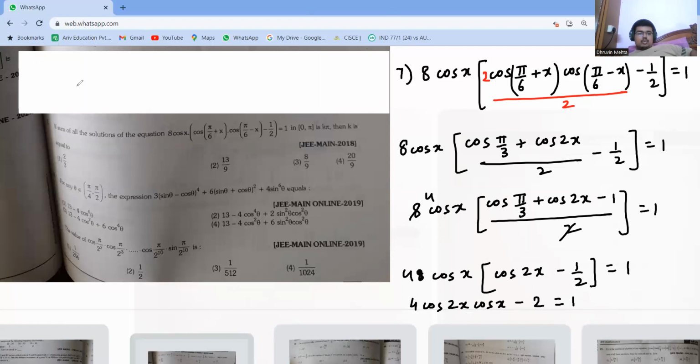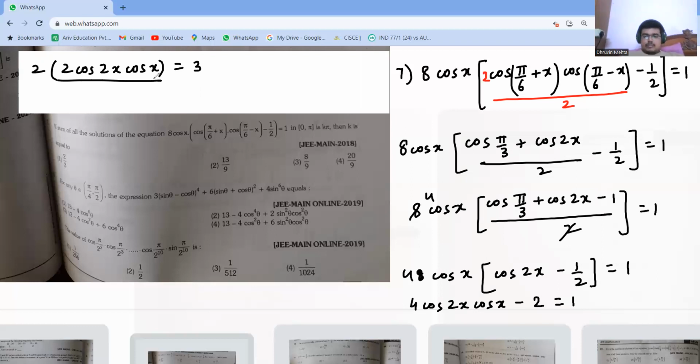Chalo, so we'll have to write it like this. 2 into 2 cos 2x cos x equal to 3. Chalo, use the defactorization formula. Tell me what are you getting? Sorry guys. एक मिनट, थोड़ा लफड़ा हो गया इसमें. ये तो ठीक है. This is 2 cos x guys. This is 2 cos x. So minus 2 cos x is equal to 1.